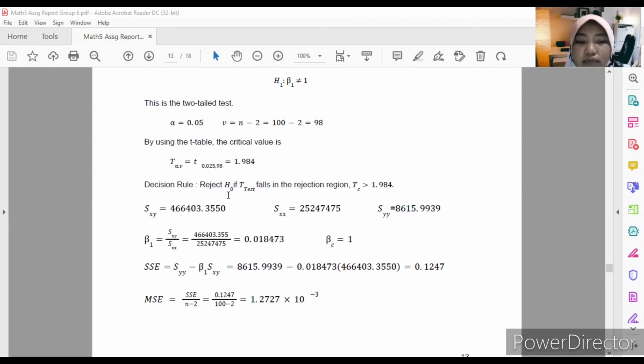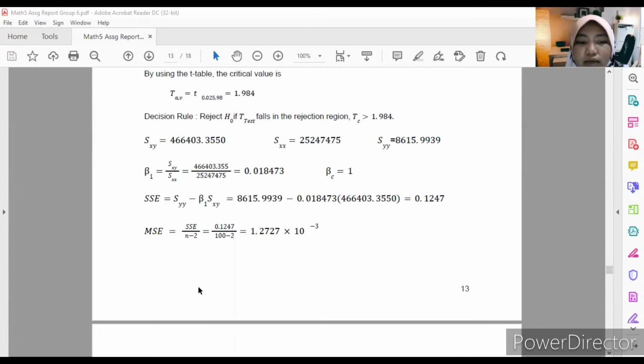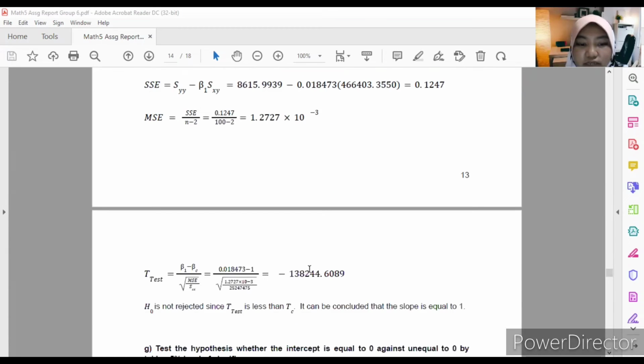Decision rule: reject the hypothesis if the t-test falls in the rejection region. The critical value is larger than 1.984. So these are the Sxy, Sxx and Syy. The beta 1 that we calculated is 0.018473. The beta 1 under the hypothesis is equal to 1. SSE equals 0.1247 and MSE equals 1.2727 times 10 to the negative 3.